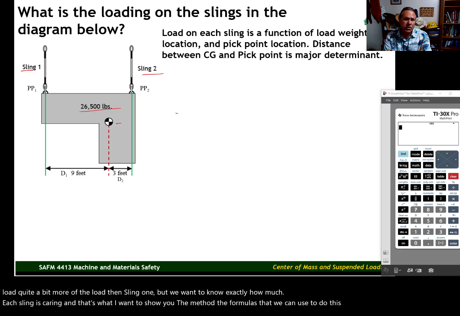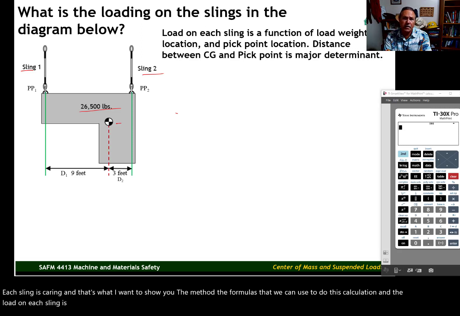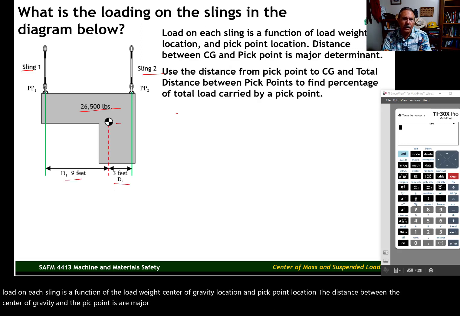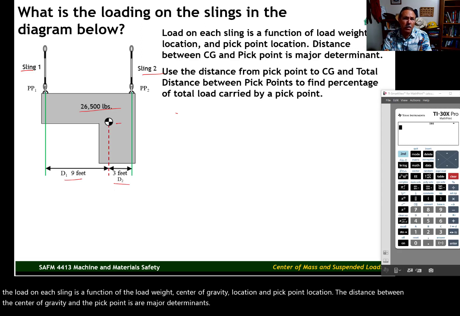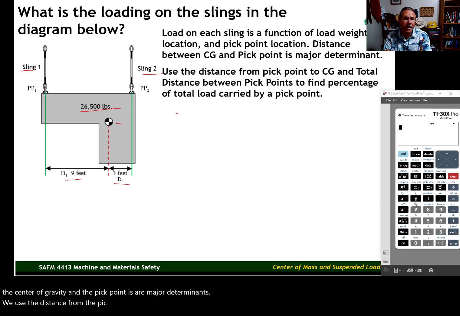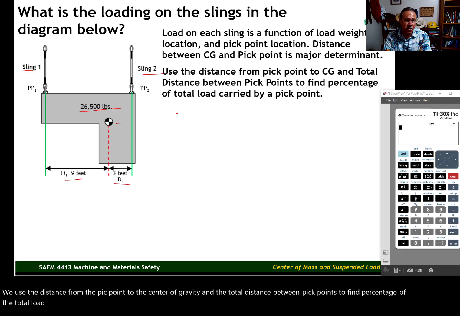Again, the load on each sling is a function of the load weight, center of gravity location, and pick point location. The distance between the center of gravity and the pick point is our major determinant. We use the distance from the pick point to the center of gravity and the total distance between pick points to find percentage of the total load carried by a particular sling or by a particular pick point.